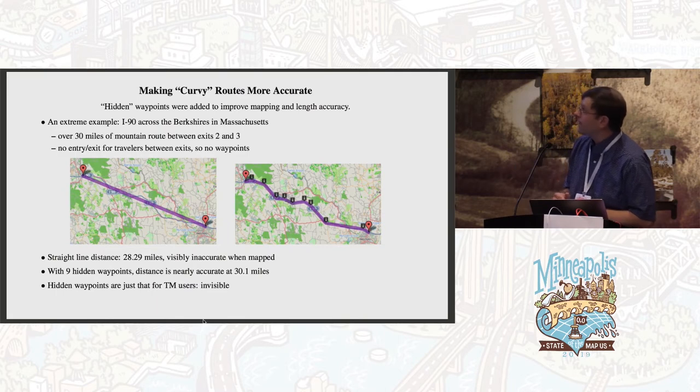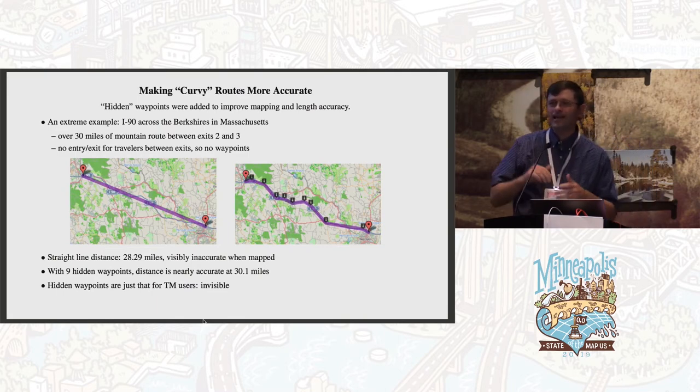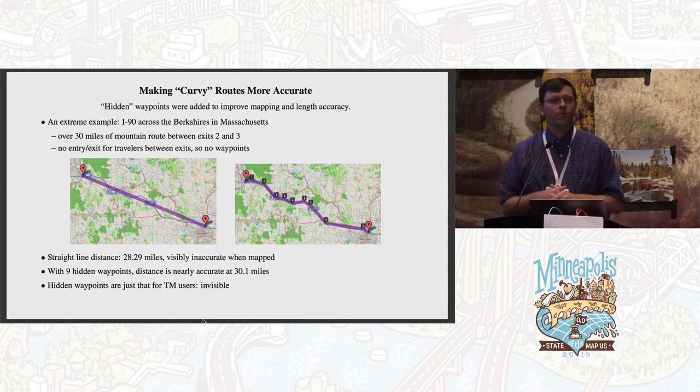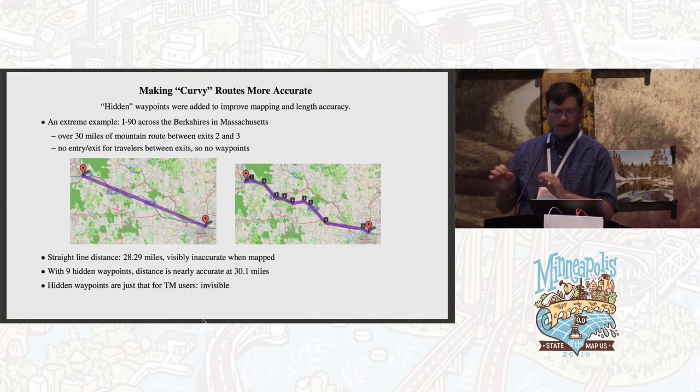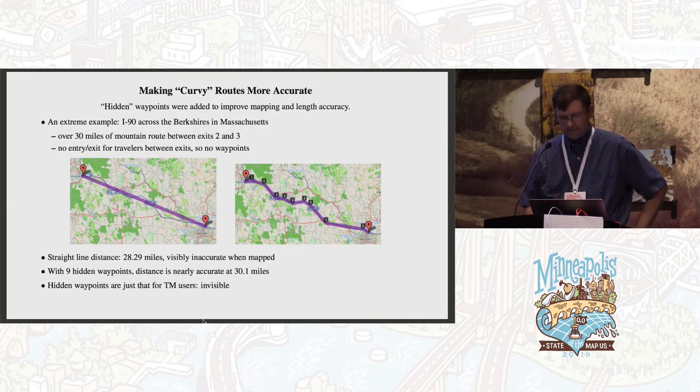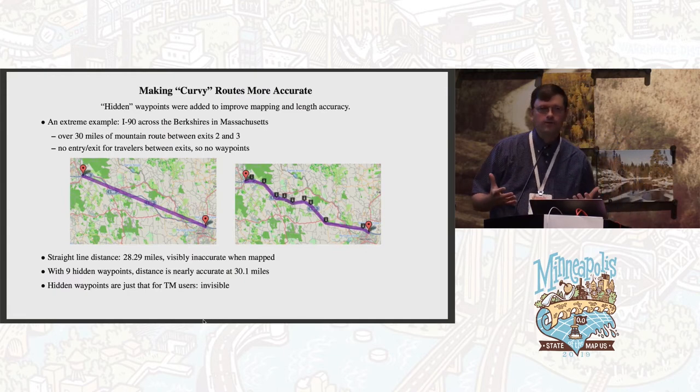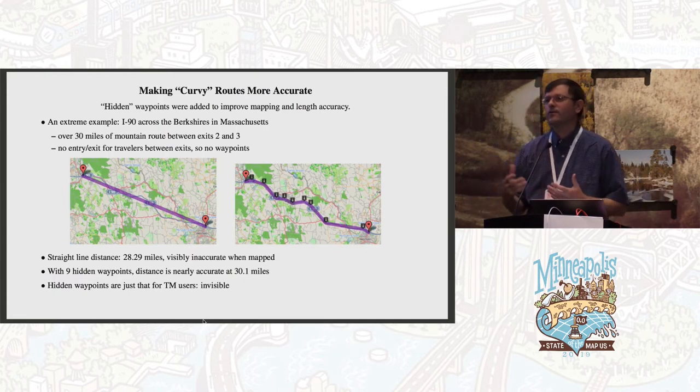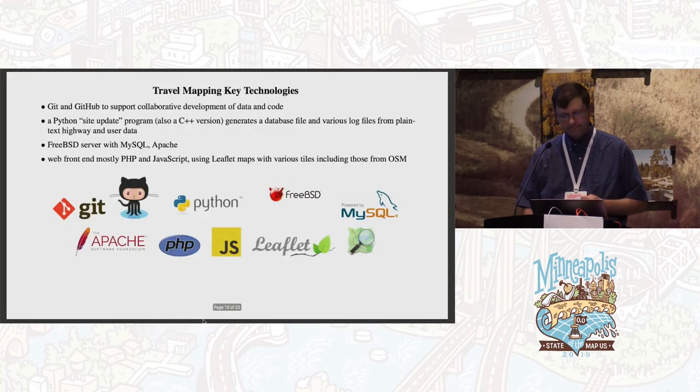But we do want to map that segment a little bit more accurately, so we put a few points along the way to make it look reasonably good on the map. We're not trying to map every little turn and every little possible deviation of the road. So adding these doesn't add any complication from the user's point of view, but it does make their maps look prettier, and it makes the distances a little bit more accurate.